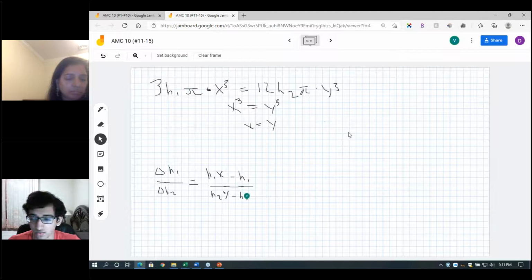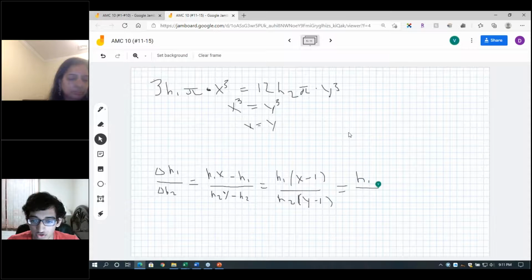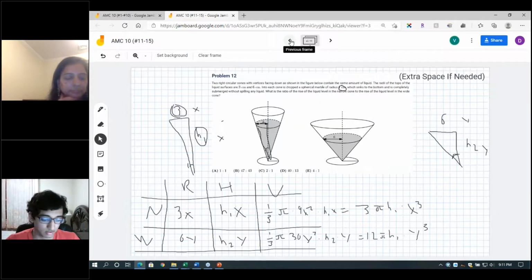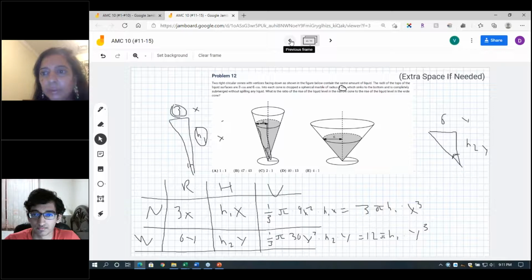Now I'm expecting a lot of questions. This may not be crystal clear the first time you hear it, and that's fine. But we can factor this. So now we have this equation. And remember, since x equals y, you can cancel both of these out. So now the ratio of the change is just equal to the initial ratio. And remember, h1 over h2 is equal to 4. Now we know our answer is 4 to 1, so it's E. There's probably going to be a lot of questions. That's fine. I'm done.